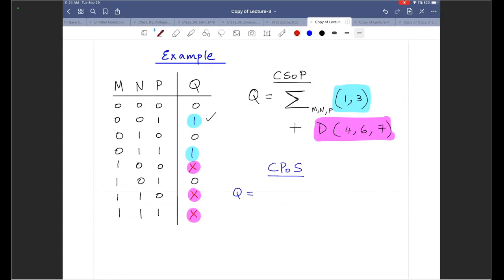Next, let's talk about CPOS in shorthand. So over here, let's use blue. You are going to have a pi for product of sum. You are going to talk about the order of the inputs, M, N, and P. Then you are going to talk about row numbers that are zeros. So you have got 3 of them, 0, 2, and 5.